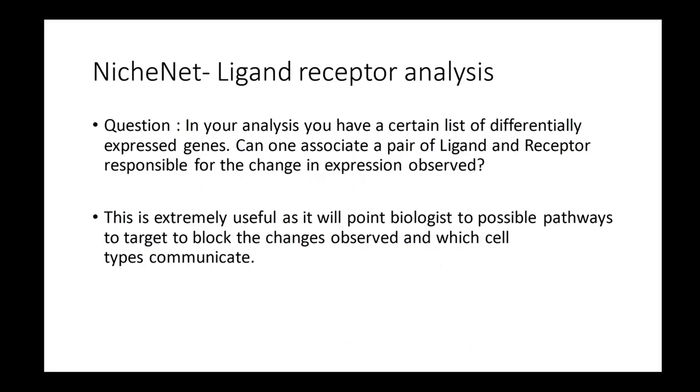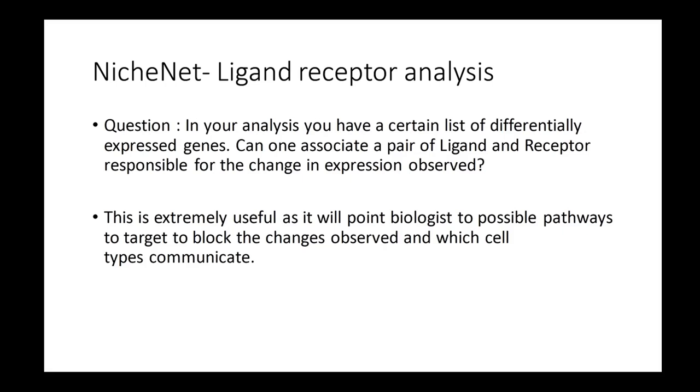In your analysis, you have a certain list of differentially expressed genes in a certain cell type. So you have two conditions: healthy cells and cells with a certain disease. And inside your, I don't know, B cells, you assess genes that are significantly different between your two conditions. And you would like to understand, can you associate a pair of ligand and receptor that might be responsible for the change that you observed in that list of significant genes? So can you try to understand what's causing the genes to be so different between the two conditions?